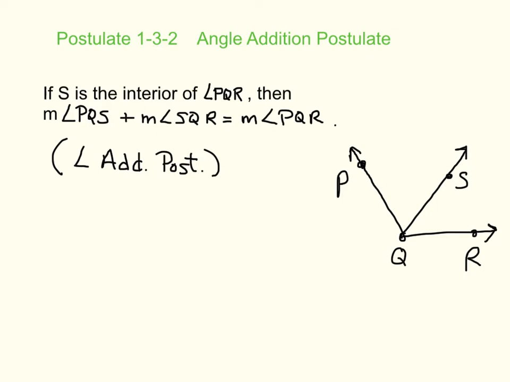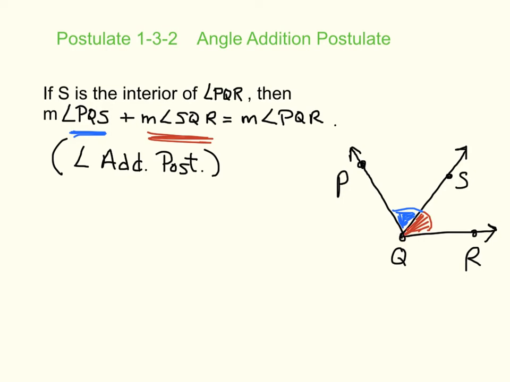Now I'm going to shade this part red and shade this part blue. What it states is this. Let me color code this. Blue is PQS, that's this. Red is SQR, that's this. So it says that if you have the measure of angle PQS plus the measure of angle SQR, the blue region plus the red region, that gives us the measure of angle PQR.